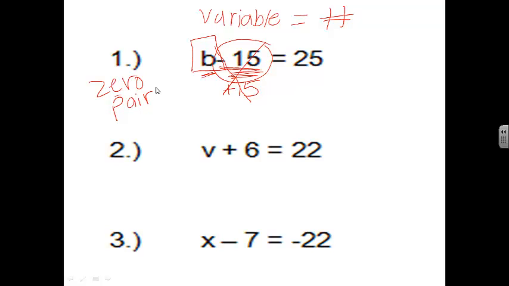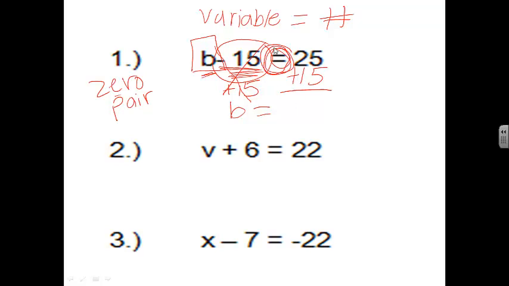So we're zero pairing it. So it becomes 0, so B is the only thing on this side. Now, in order to move it to the other side, I have to add 15 to both sides because it's balancing our equation, okay? Remember, like fractions, whatever you do to the top, you have to do to the denominator, whatever you do to the numerator, and vice versa.